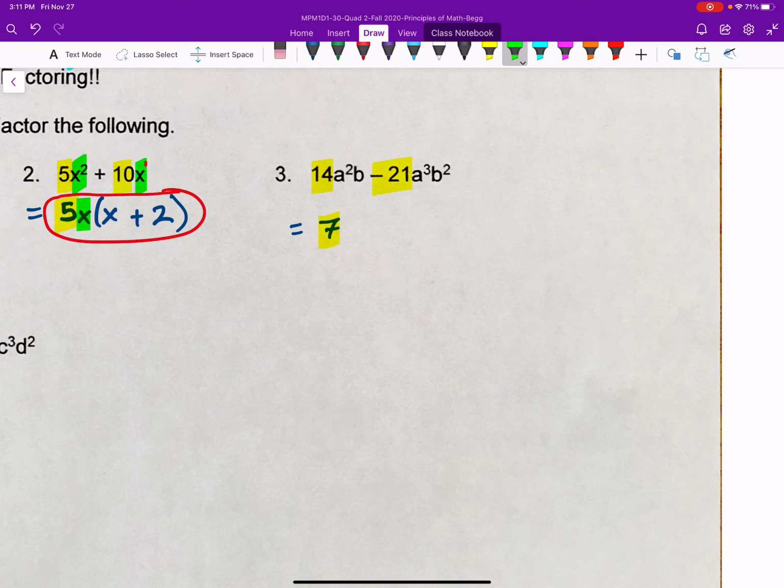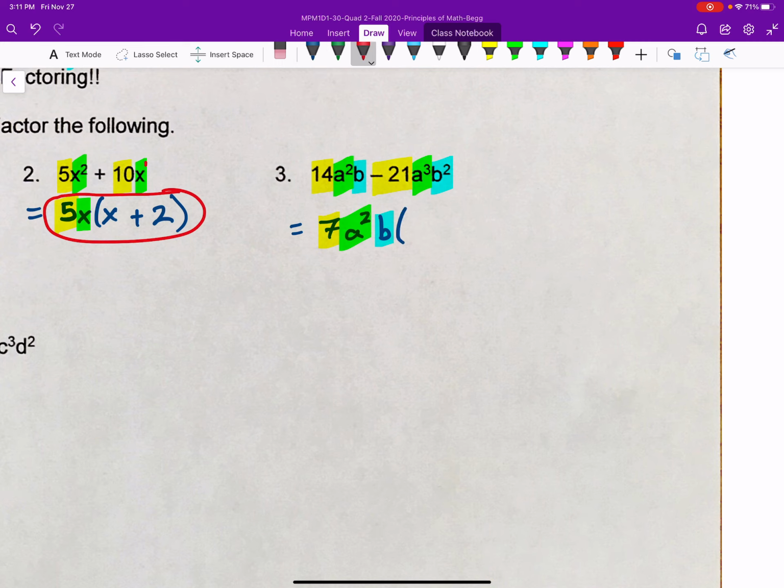And then if I move on to my a's, I've got an a squared and a to the 3. Remember, I'll always just take the smaller exponent. So I'll take the a squared as part of my GCF. And now I've got b's as well. I've got a b and a b squared. I'll take the smaller one, which is just b. It's assumed to be b to the 1. That's my GCF, just color-coded by parts.